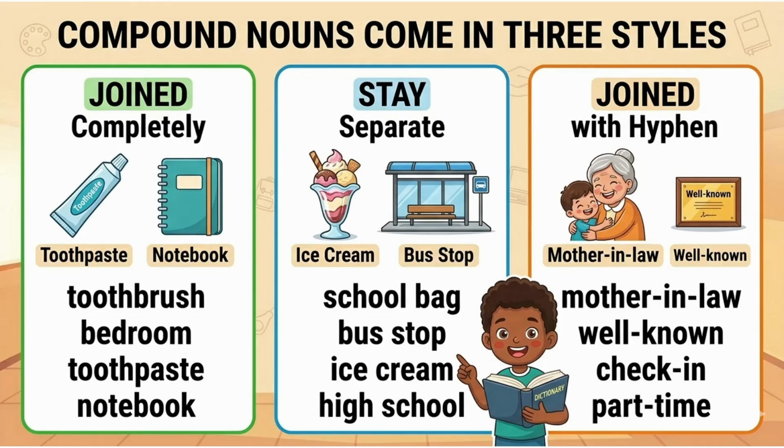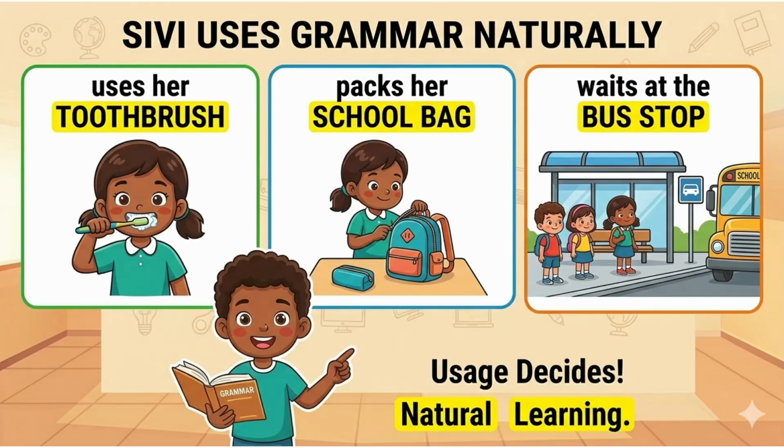Let's see. CV is getting ready for school. She uses her toothbrush, packs her school bag, waits at the bus stop. She is not thinking about grammar, but she is using it correctly. That is the real goal of learning English. But still, I'll give you some tips.